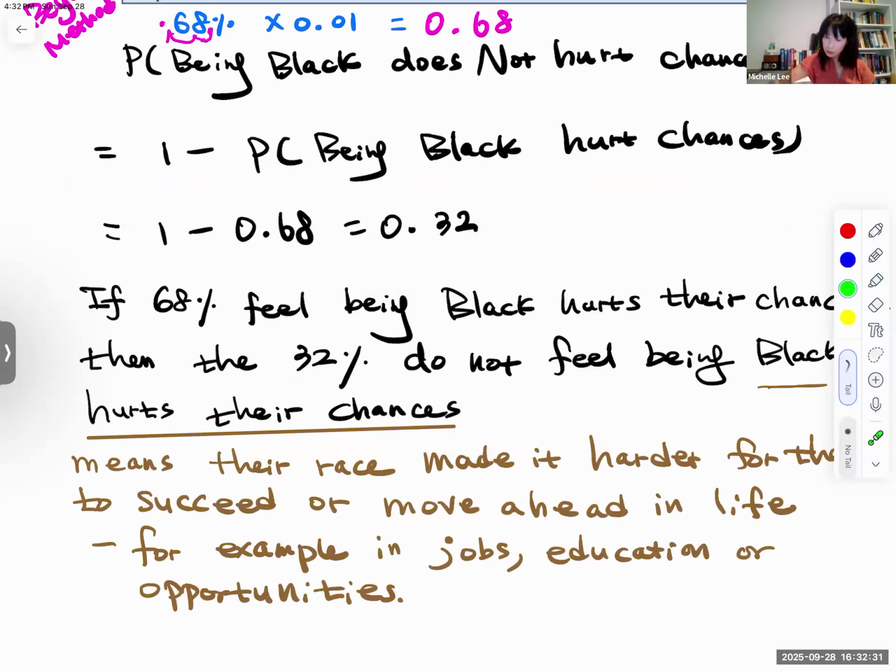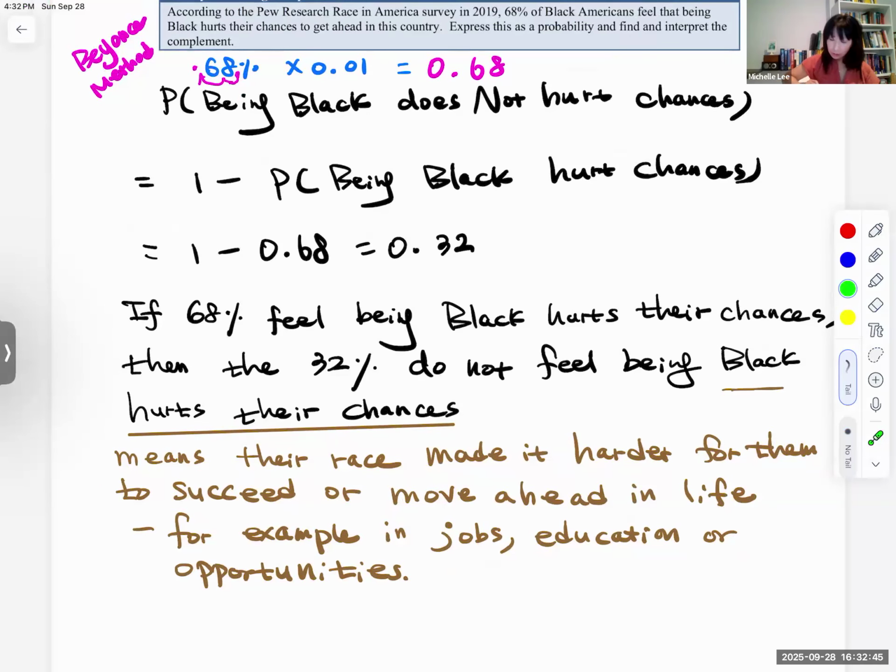Okay, I wrote down here what I said earlier, right? And then Black hurts their chances means their race made it harder for them to succeed or move ahead in life. For example, in jobs, education, or opportunities. Yeah. Okay, so let's move on.